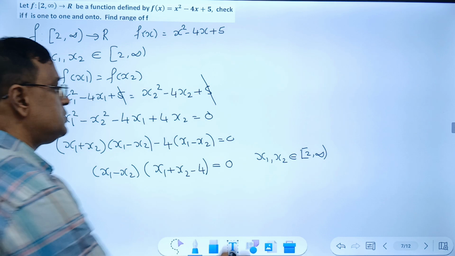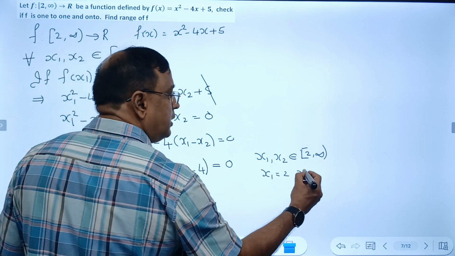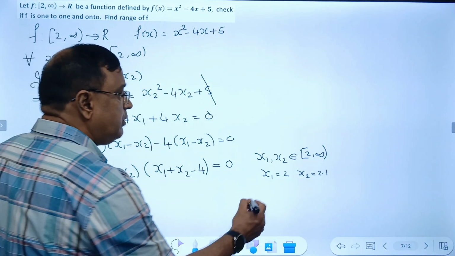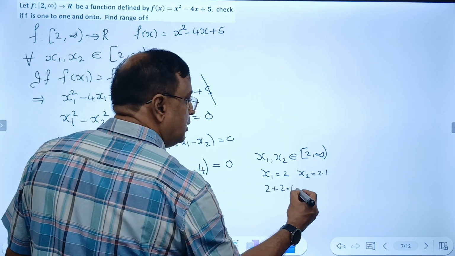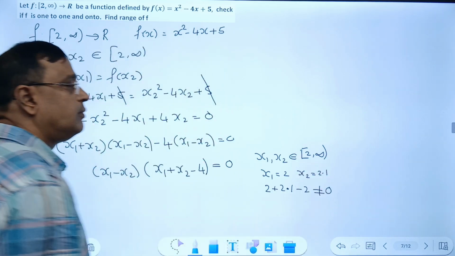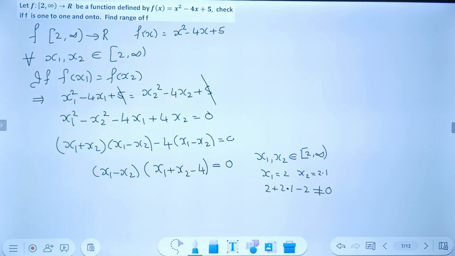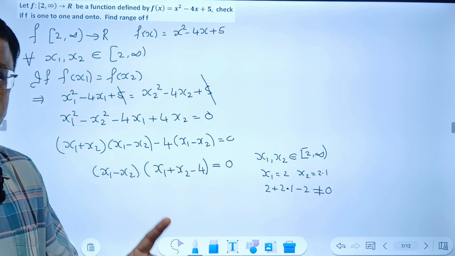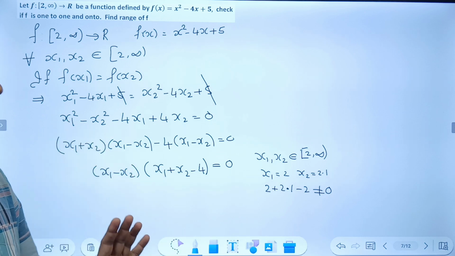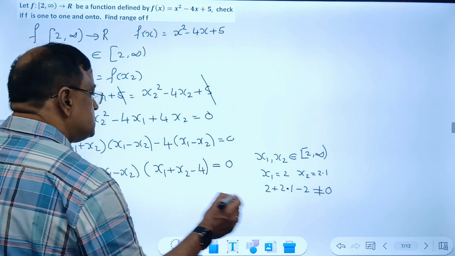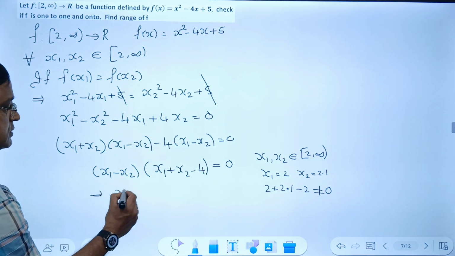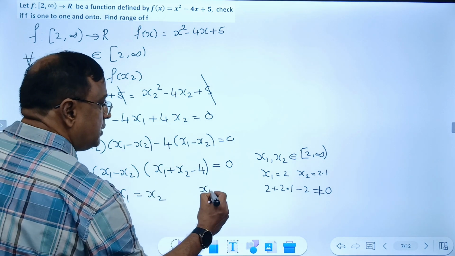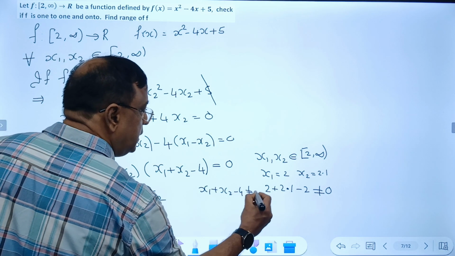Okay, let us assume x1 is 2 and say x2 is 2.1. If you substitute, what will happen? 2 plus 2.1 minus 4 will never be 0, because they are all positive. So x1 plus x2 will definitely be greater than 4. Okay, so even this shows x1 must be equal to x2, correct? So x1 plus x2 minus 4 cannot be 0.